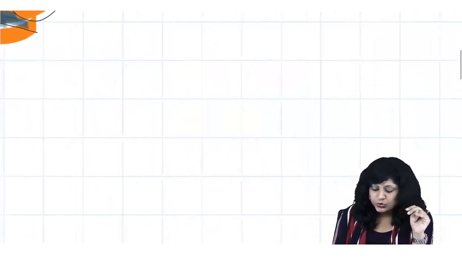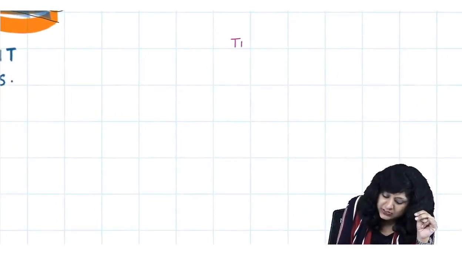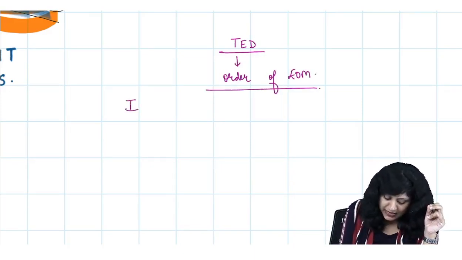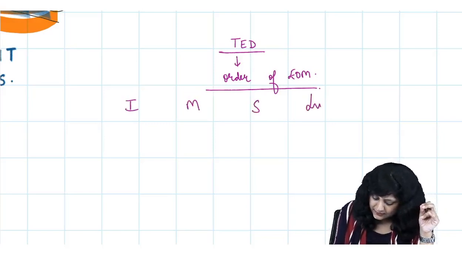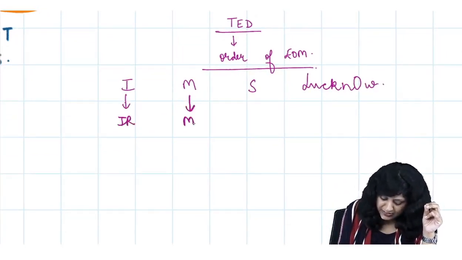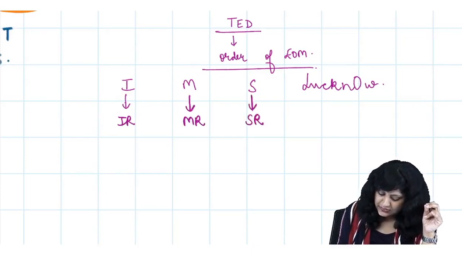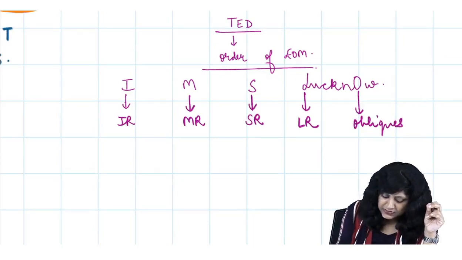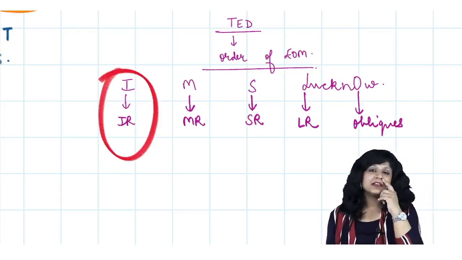Now you should know two concepts in order to solve this question. The first is, when I am talking about the thyroid eye disease, what is the order of the extraocular muscle involvement? So the order of muscle involvement is IMS Lucknow. That means we have first inferior rectus, then we have medial rectus, then is the superior rectus, then is the lateral rectus, and then we have the obliques. Right. So the first muscle which is involving is the inferior rectus.